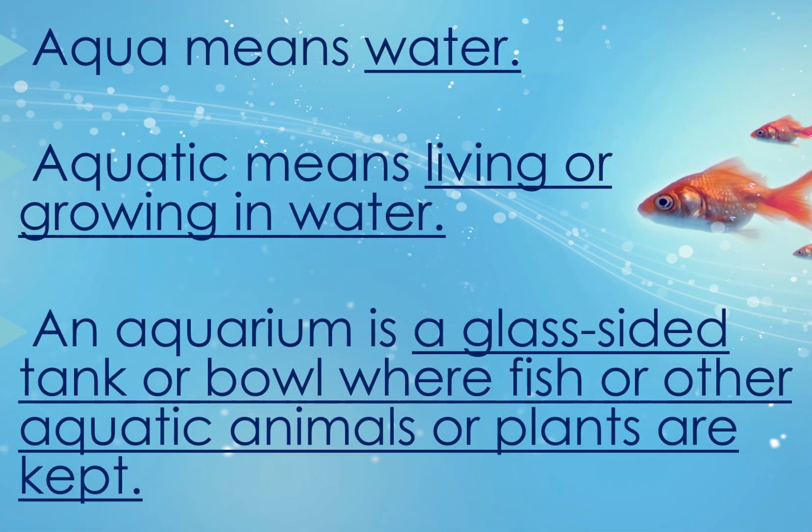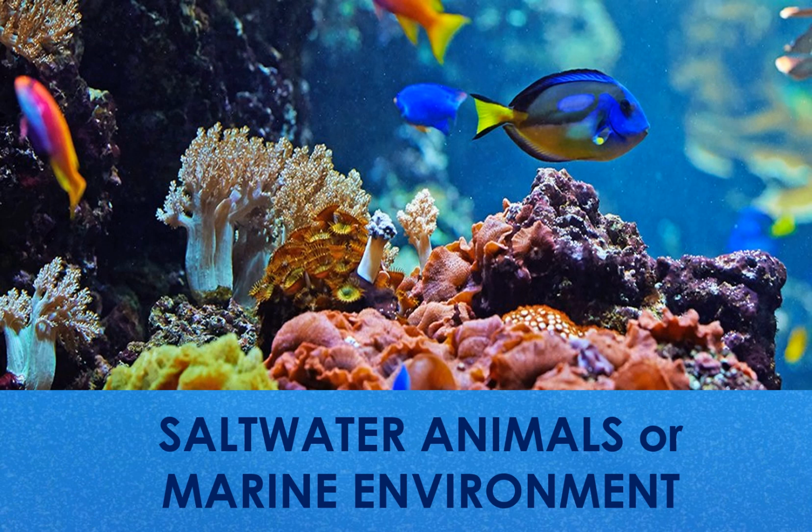Aqua means water. Aquatic means living or growing in water. An aquarium is a glass-sided tank or bowl where fish or other aquatic animals or plants are kept. The aquatic habitat is considered to be the largest biome of these types of animals on Earth. The seawater environment includes the seas and oceans.